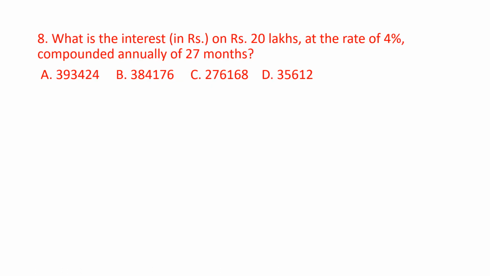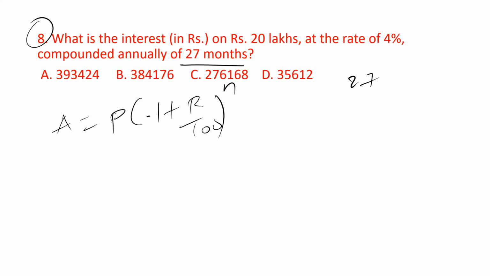And here comes a question related to compound interest, but there is a twist in the question that the time is not in exact years, it's in months, 27 months. It's not given in years, but anyhow we are going to apply the formula. Amount is equal to P into 1 plus R by 100 whole power n, where n is in years in the formula, but here it's given in months, so divided by 12 to get it in years.